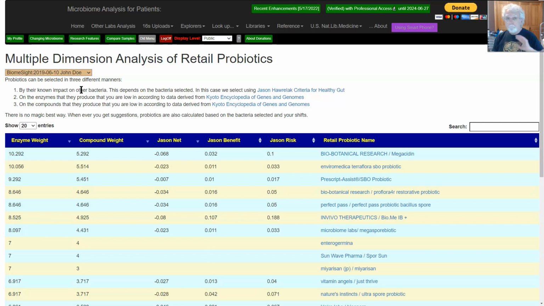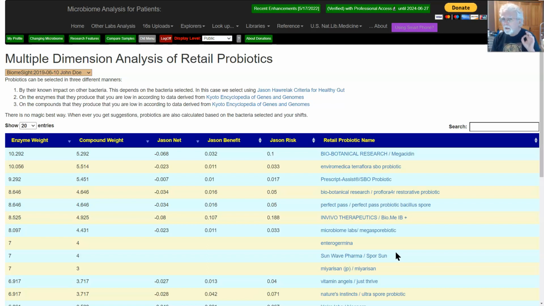Which one is best? I have no idea. What you have here is information, and now you have to figure out what to do, or get your medical professional involved to do it. What we have here is the retail probiotic names. This is available somewhere in the world. It may not be available in your jurisdiction. Hence, we have a lot of them. We have over 250 names, and probably we'll be adding more.